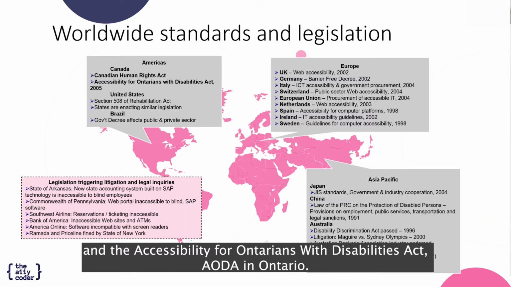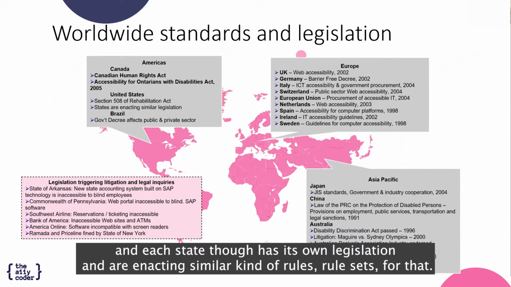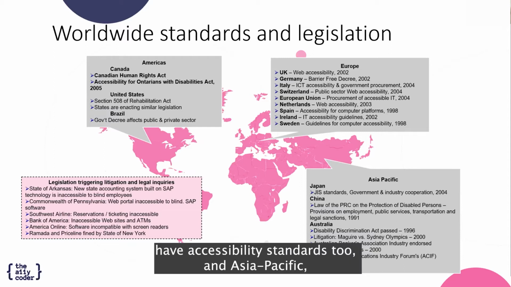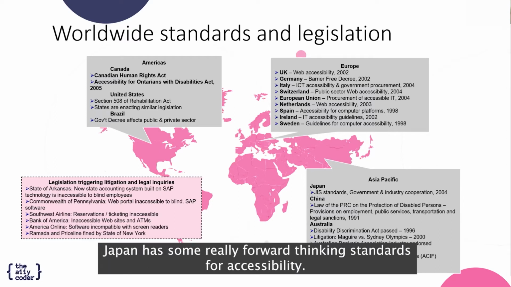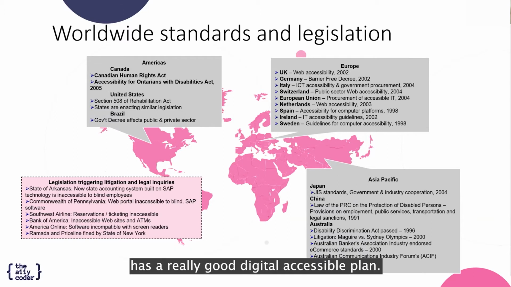AODA, in Ontario. In the US, there's Section 508 and the Americans with Disabilities Act. And each state, though, has its own legislation and is enacting similar kinds of rule sets for that. In Europe, pretty much every country and the European Union as a whole have accessibility standards too. And Asia Pacific. Actually, interestingly enough, if you like a couple of good reads, Japan has some really forward-thinking standards for accessibility. They are really committed to ensuring that their whole population has a really good digital accessible plan.